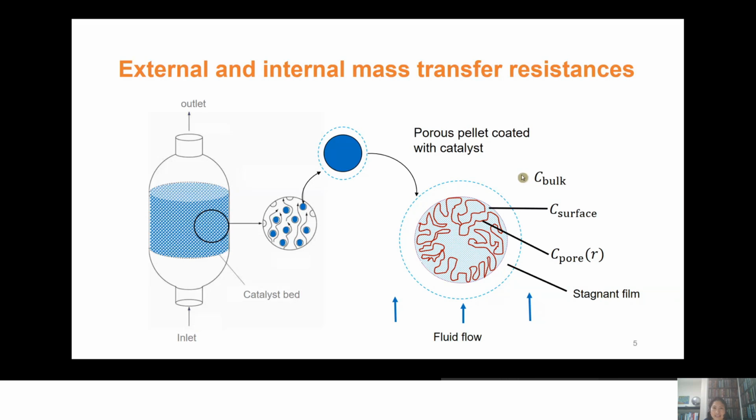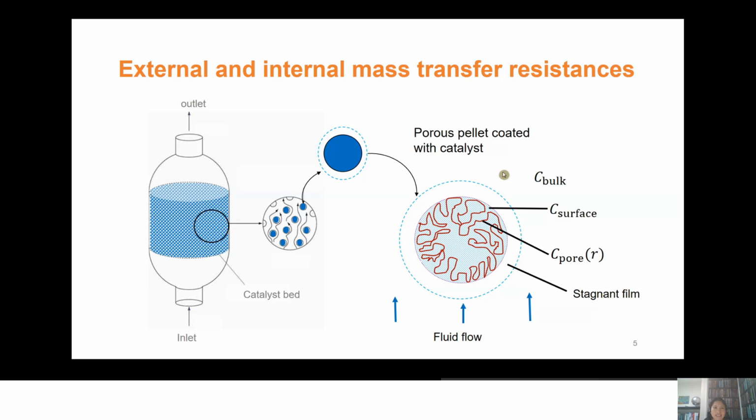They need to migrate from the bulk phase into the pellet. Inside the pellet, they need to travel as well to reach the active sites. Once they are at the active sites, then the reaction can take place. That happens in several steps. The migration of the reactant from the bulk phase to the active site requires a number of steps, so let's look at the steps.